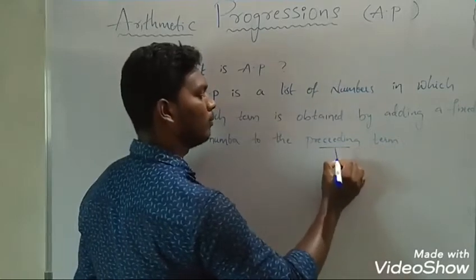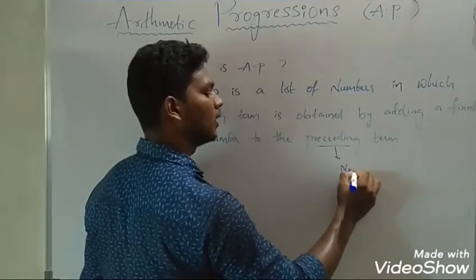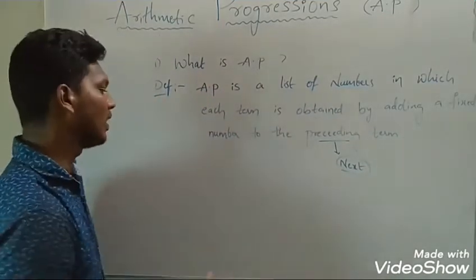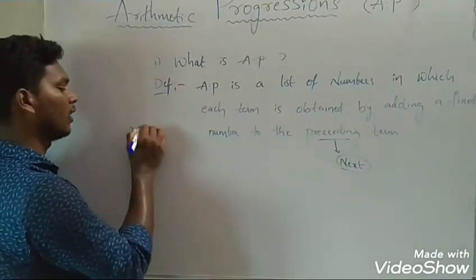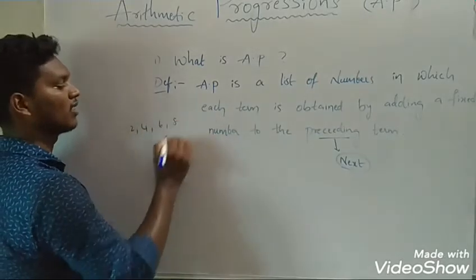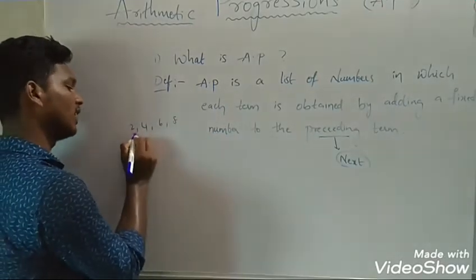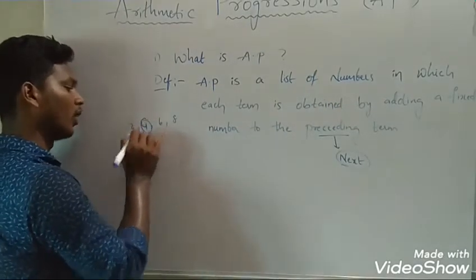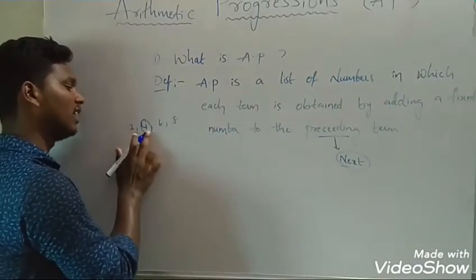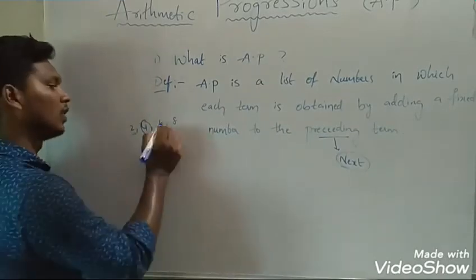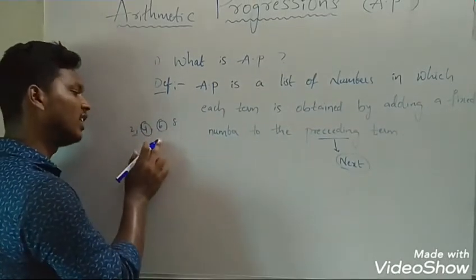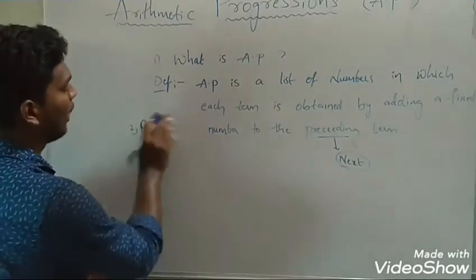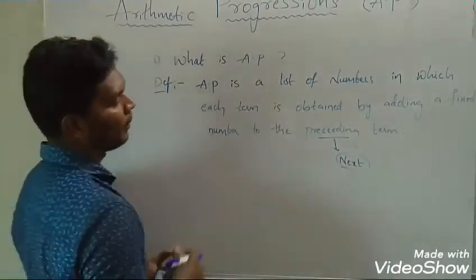Simply, preceding term means next term. Let us consider one example: 2, 4, 6, 8. What is the preceding term to 2? After 2 we have 4. That means 4 is the preceding term to 2. Likewise 6 is the preceding term to 4, because after 4 we have 6. This is the meaning of preceding.